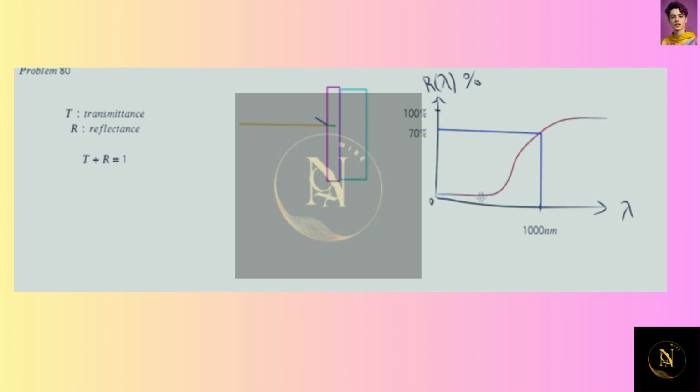Notice that when the reflectance is low, the transmittance is high. The point here is that reflectance plus transmittance is going to equal 100% because that accounts for all of the light. Okay, so this concludes problem 80.